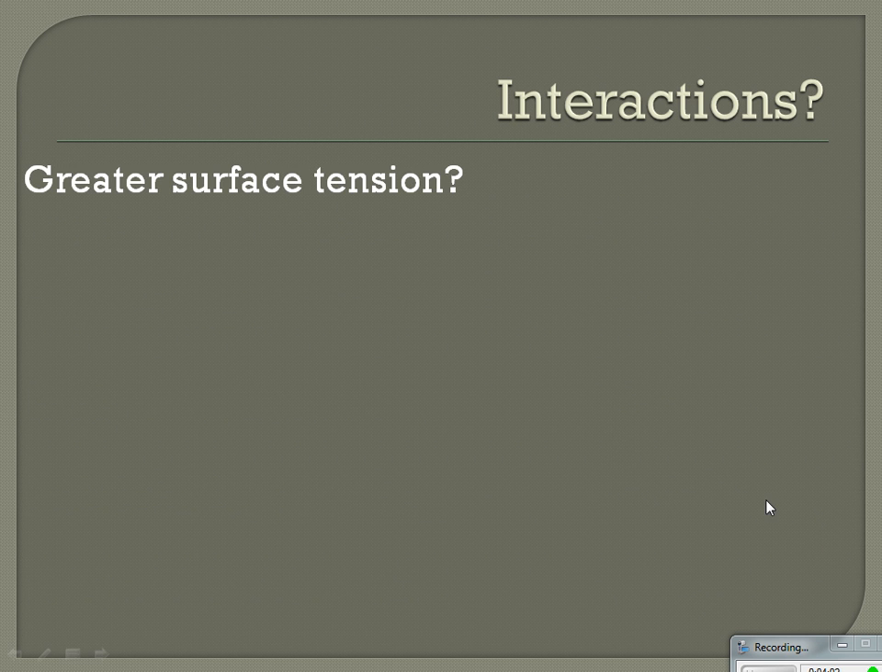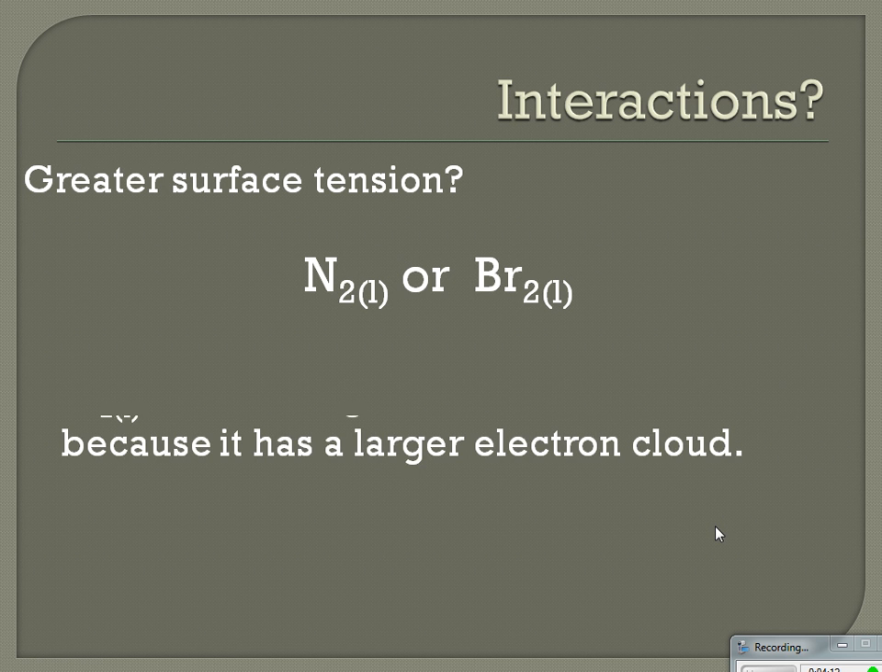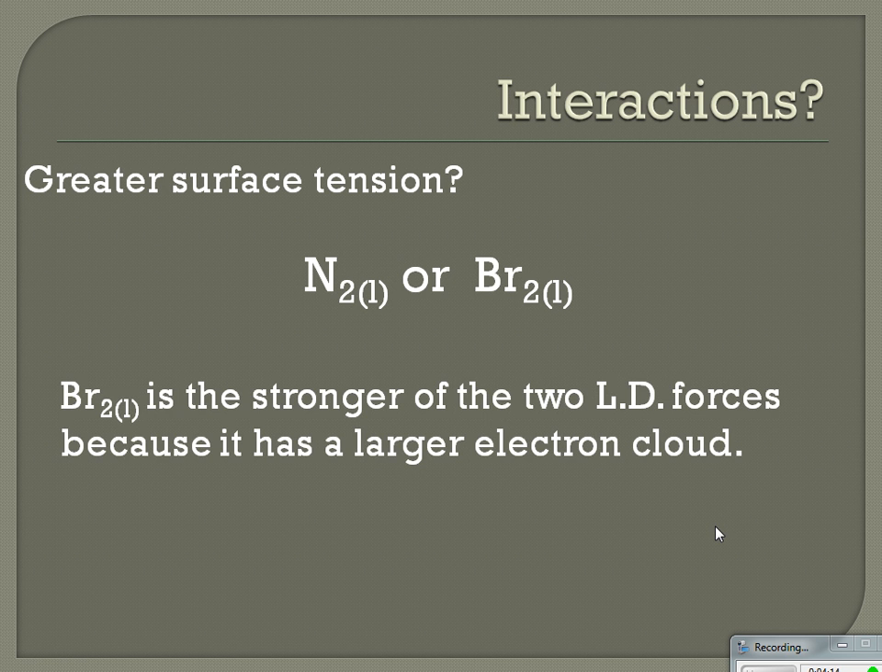Greater surface tension. You got N2 or you got Br2. Like all of the things, we need to break down what type of IMF is present. The answer is Br2 is the stronger of the two LD forces because it has a larger electron cloud. They are both LDs. So the larger the cloud, the stronger the IMF.